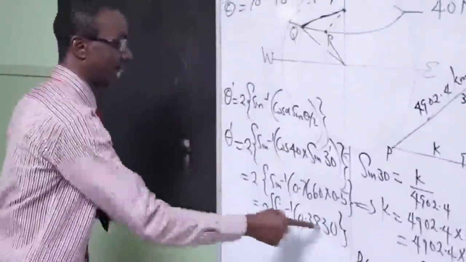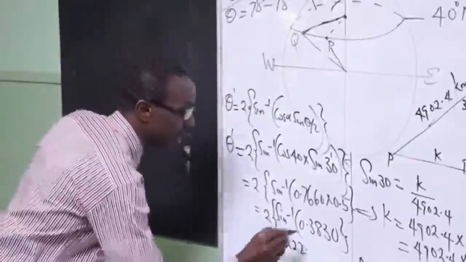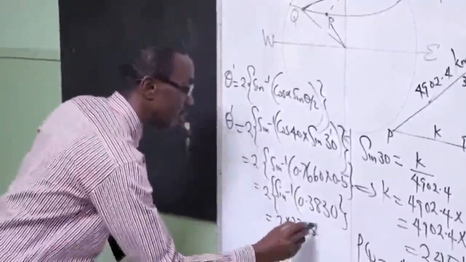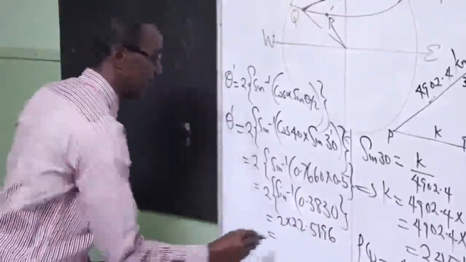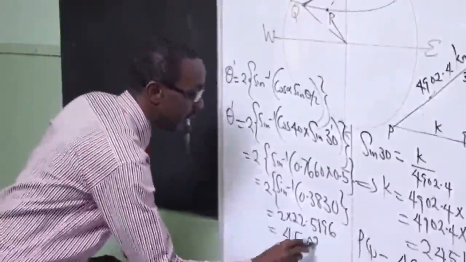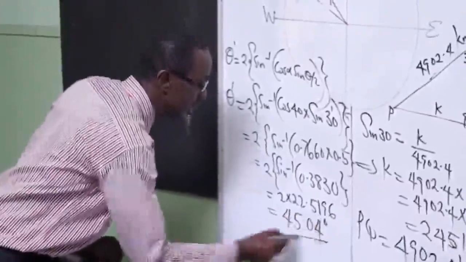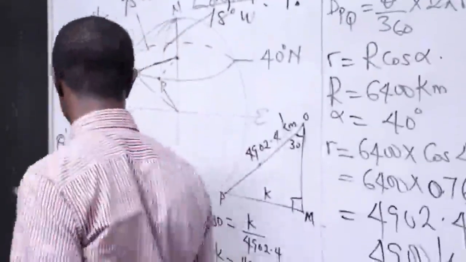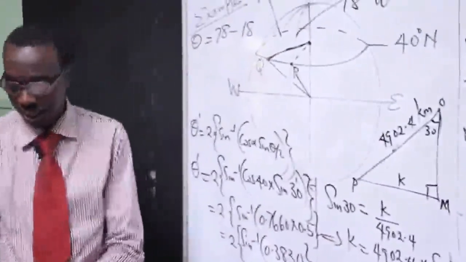So, what's the arc sine of this? 2 times 22.59, which is 22.5196. Multiply that by 2, you have 45.03. Okay, let's leave it as 45.04 degrees. That is the best answer. To 1 decimal place, 45.0.